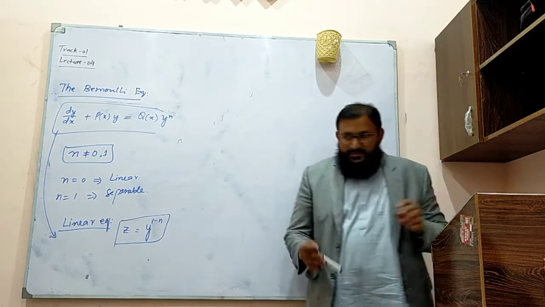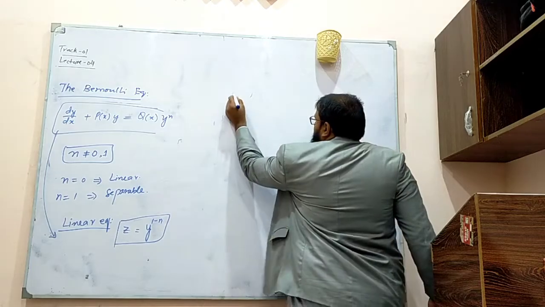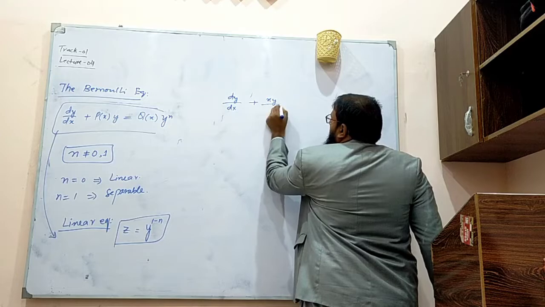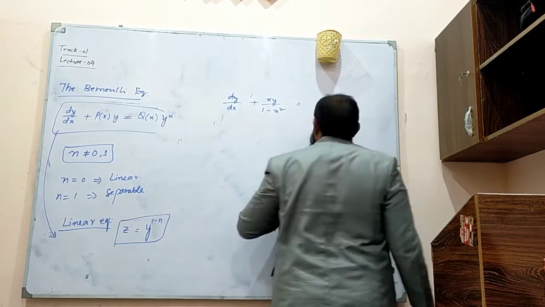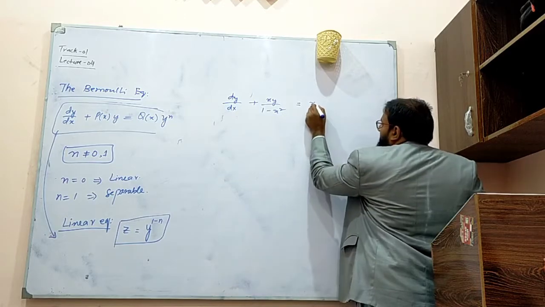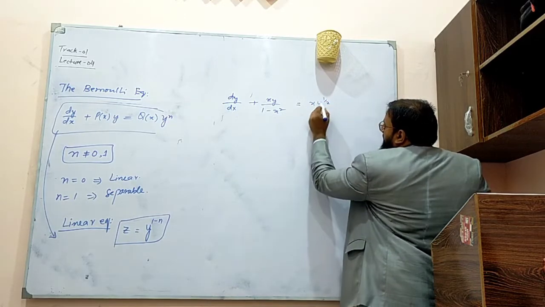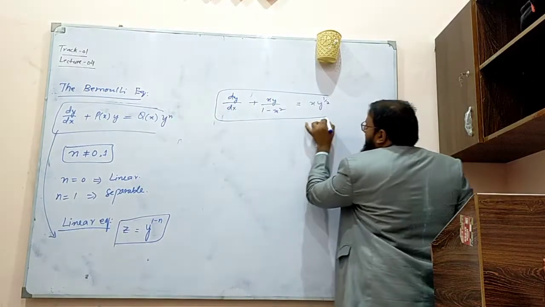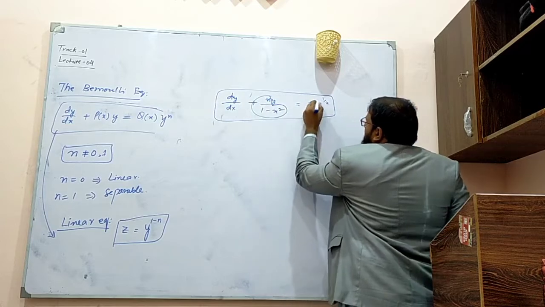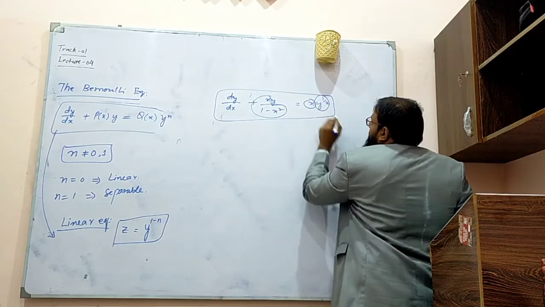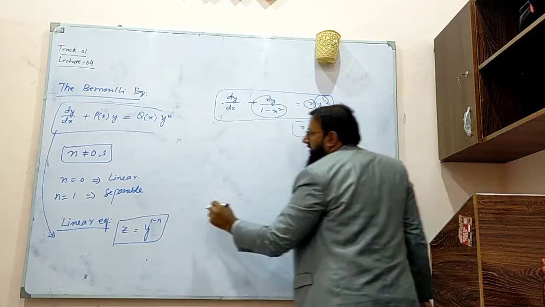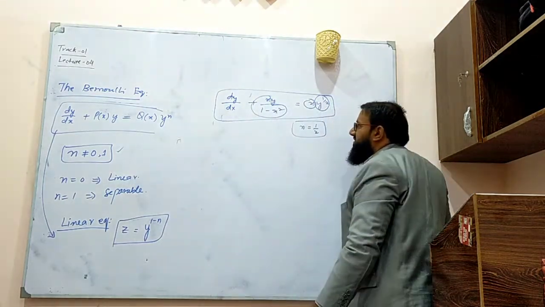Okay, let us take one example. dy by dx plus xy over 1 minus x square equals x y raised to 1 half. You can see this is clearly a Bernoulli equation, and this is our p of x, and this is y raised to 1 half. So the value of n is 1 upon 2. This does not lie in these categories, hence it is a Bernoulli equation.